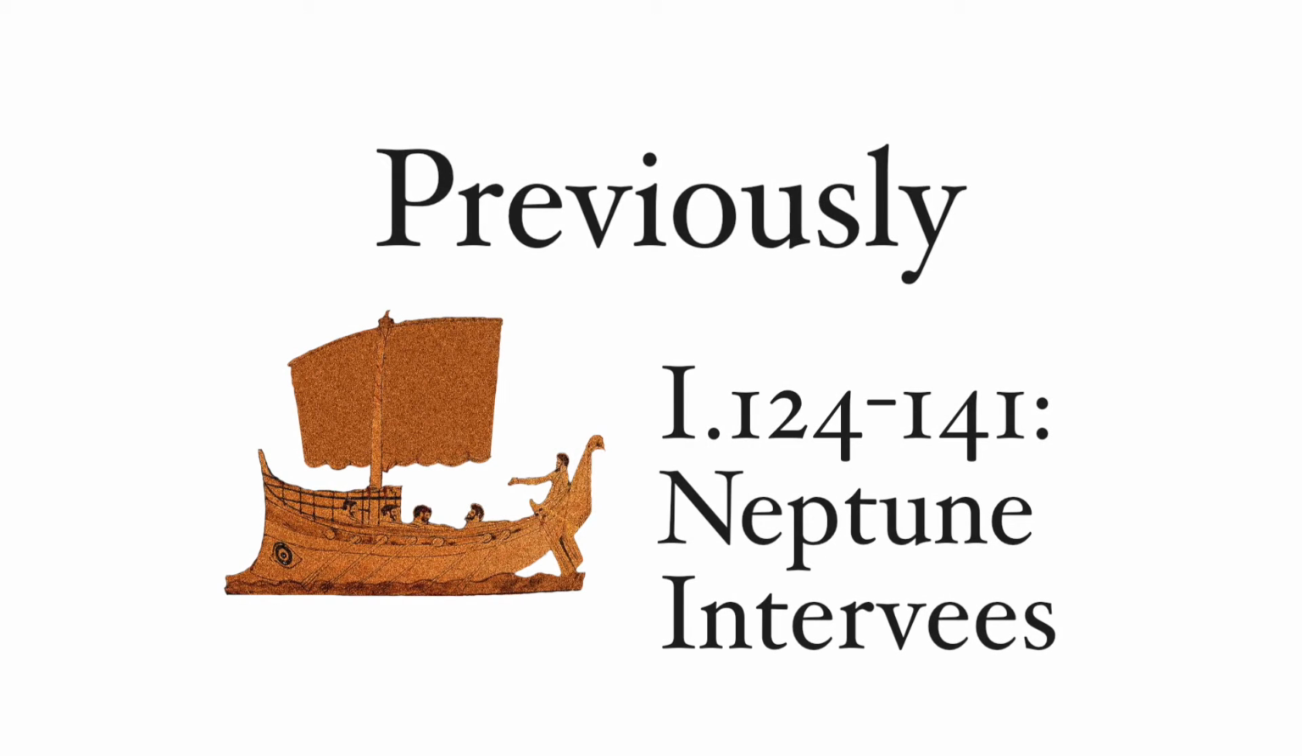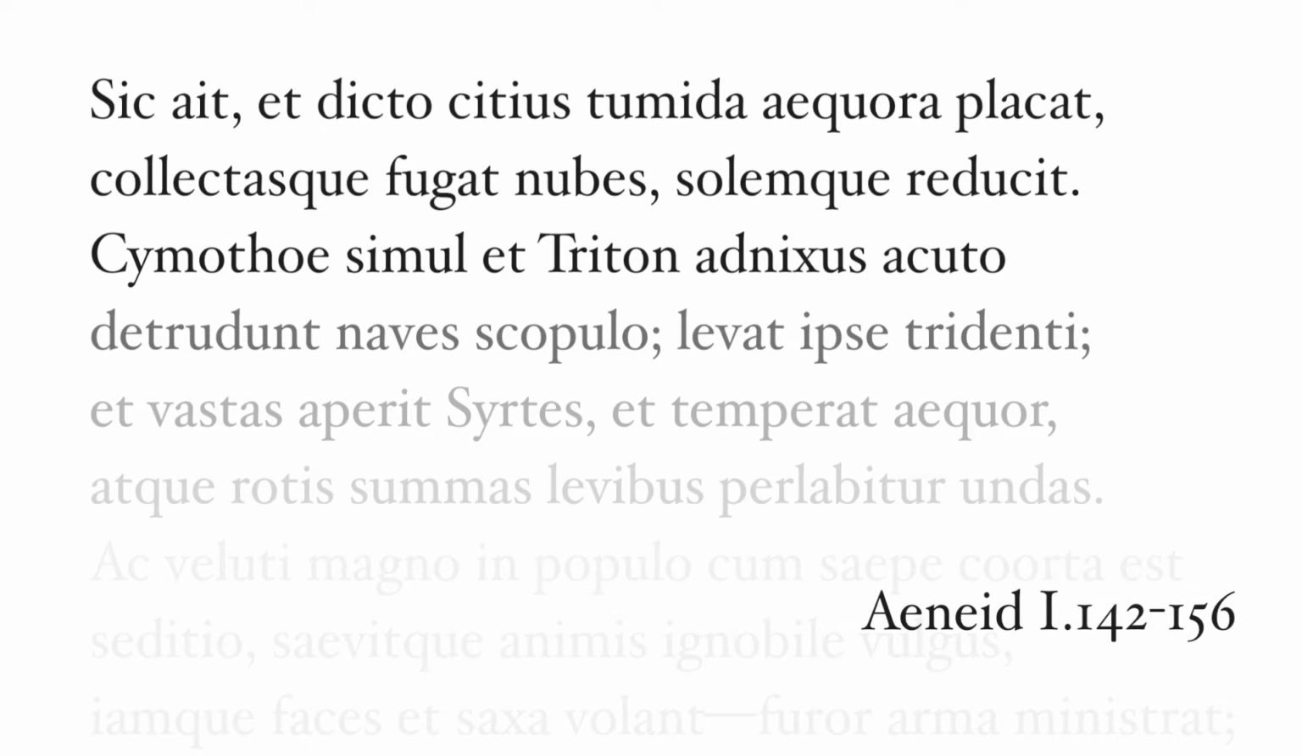When we last left off, Neptune arrived on the scene and scolded the winds for stirring up the storm and messing with his sphere of influence. In this section, we are going to see how he and his attendants restore order, and we are going to get a pretty cool simile, too, the first one in the Aeneid.